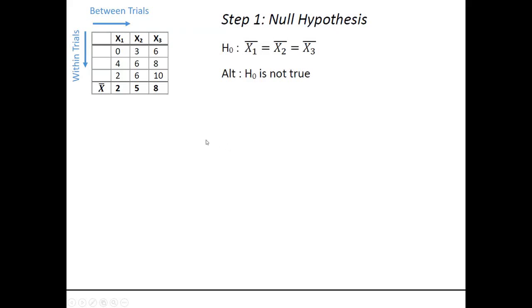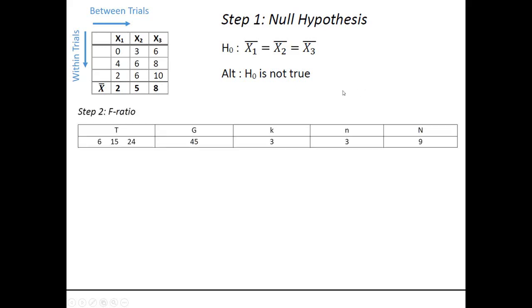Now, with these measurements between trials and within trials, I can set up my null hypothesis, number 1. I simply say the x1, x2, and x3 means are equal, so there's no difference between groups. The alternative hypothesis then says that H0 is not true, therefore there are differences between groups. That will be the same for all ANOVA tests. The next step is to calculate the F ratio.